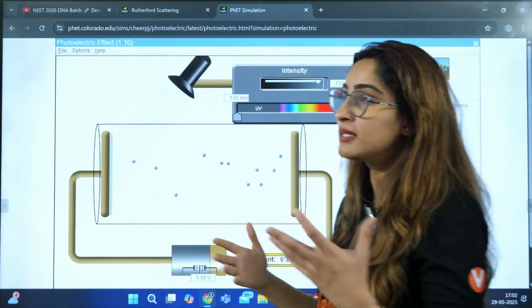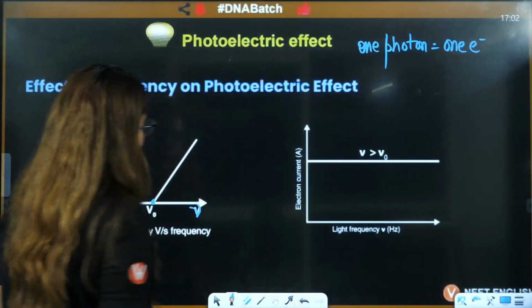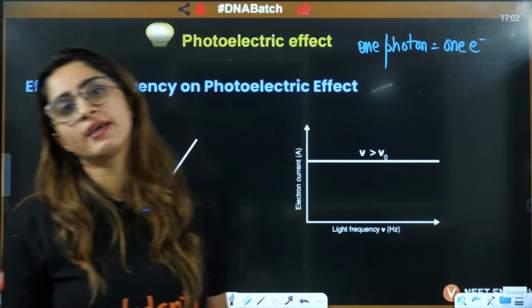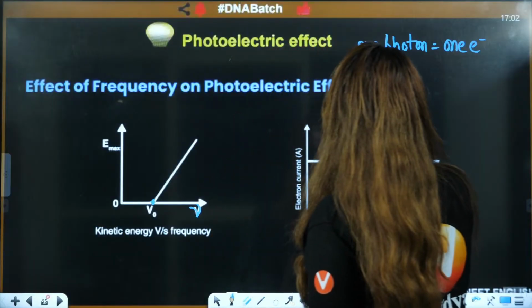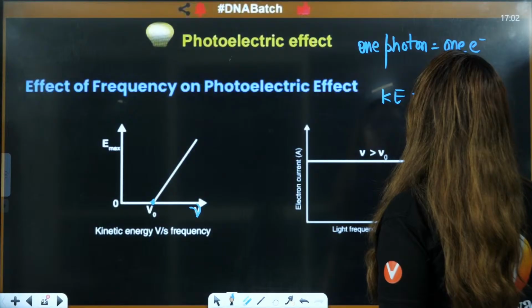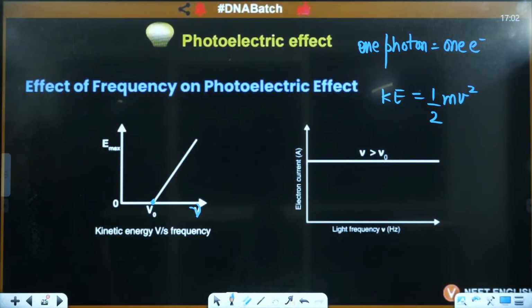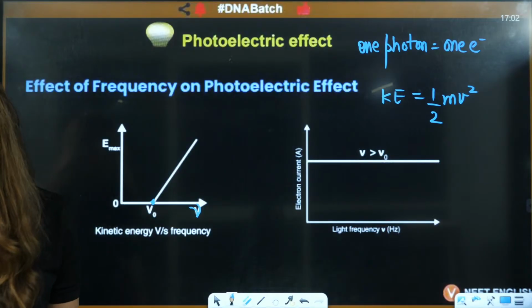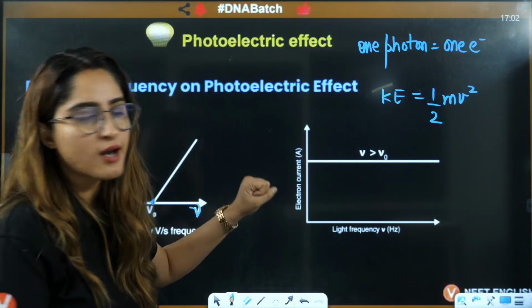That's how with the increase of the frequency, speed will increase and kinetic energy will increase, because kinetic energy is half mv square, right? So when the speed increases, kinetic energy increases, right? Okay. Understood, everybody? Is there any problem? Any problem here?